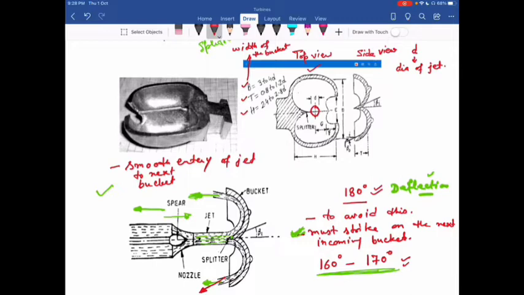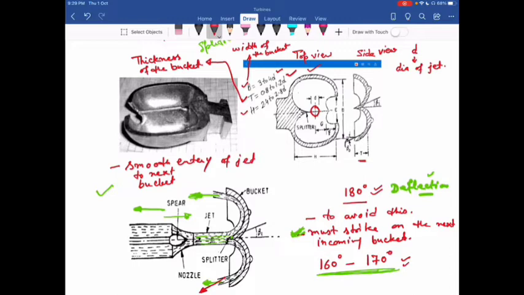So B is the width of the bucket, and that is equal to 3 to 4 times the diameter of the jet. Then the next is T. This T is called the thickness of the bucket. This is equal to 0.8 to 1.2 times D. This you can see in side view. This is 0.8 to 1.2 times the diameter of the jet.